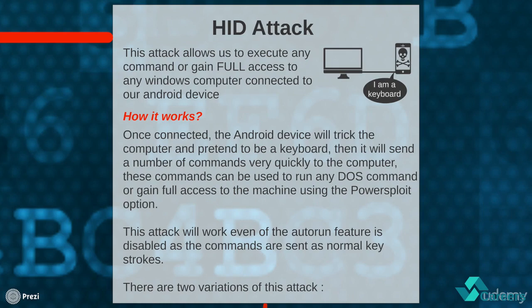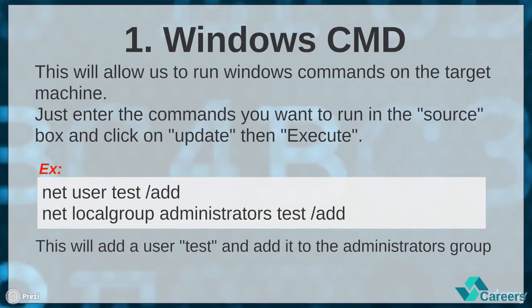So we can run any Windows commands, we can gain full access to that computer, we'll see that in the next video, or you can just add a username and password and then remotely log into that computer, which is what we're going to do in this video. So we're going to program our Android device. As I said, we're going to add commands, so we're going to use two commands. The first command is to add a user, and the second command is to add that user to the administrators.